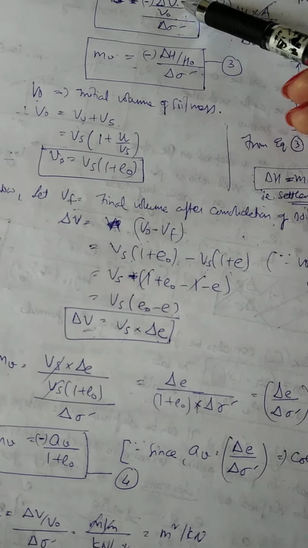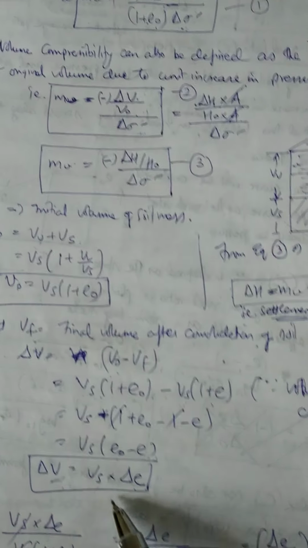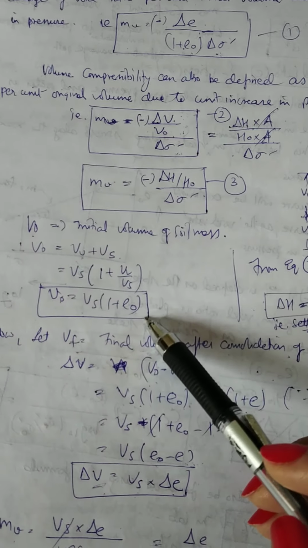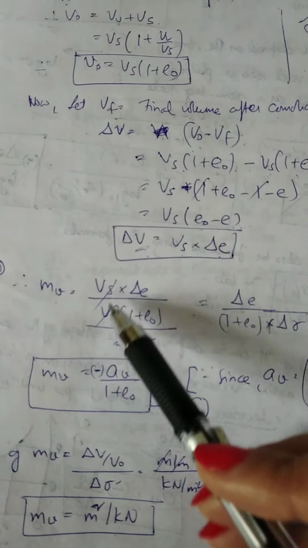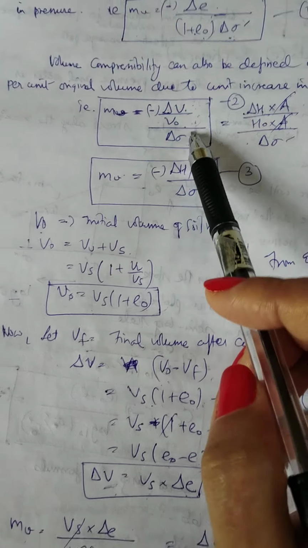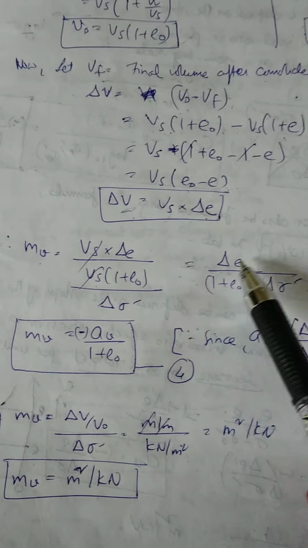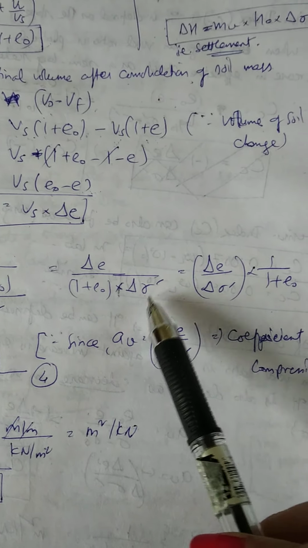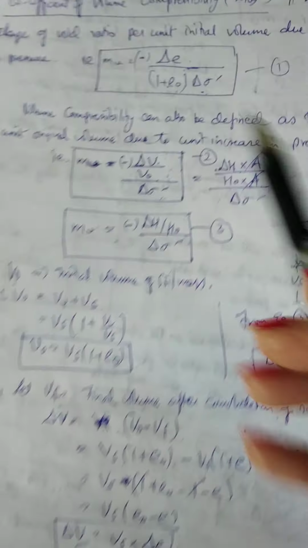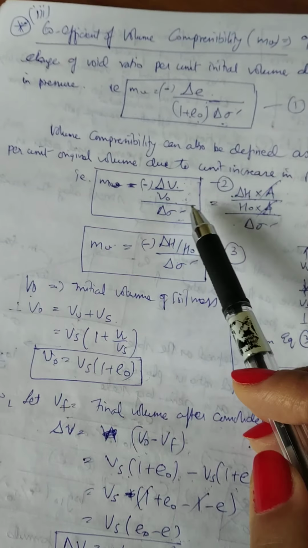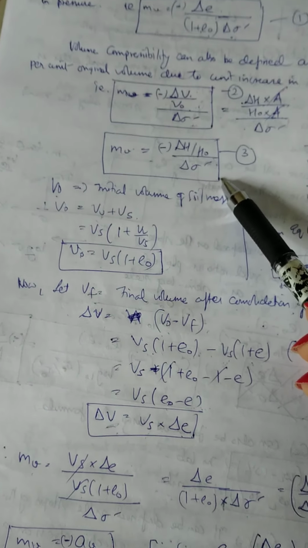So if I put that change in volume, delta V, as VS into delta e, and the initial volume V0 as VS into 1 plus e0, then we can cancel out VS here. Then we can express this as the change in void ratio per unit initial volume due to unit increase in pressure. That is what we defined in the first place, right? So that is how we can find the coefficient of volume compressibility using this equation, or in terms of volume, or in terms of height using that equation too.